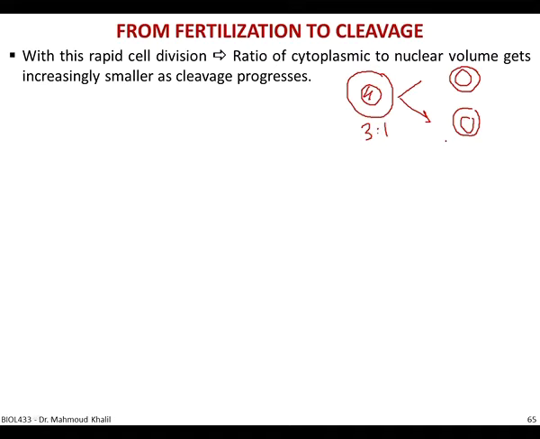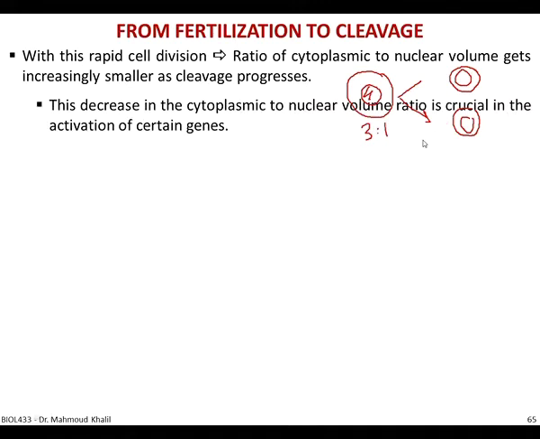Sure, and this shows us that the ratio during the rapid cell division, because there is no G1 and no G2 in the cell cycle, the ratio of cytoplasm to nuclear volume gets increasingly smaller as cleavage progresses. So this decrease in the cytoplasm to nuclear ratio is crucial in the activation of certain genes.